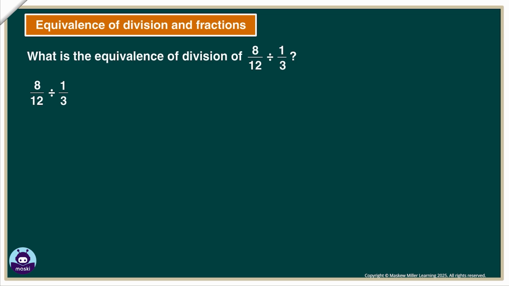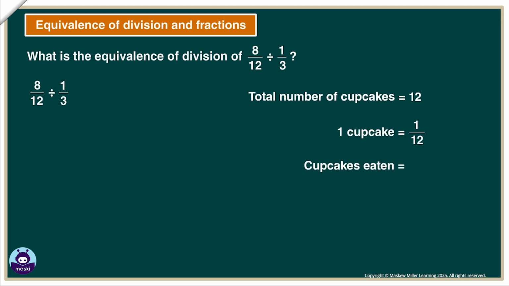Write the cupcakes in fraction form. Total number of cupcakes equals 12. 1 cupcake equals 1/12. Cupcakes eaten equals 4/12. Then subtract cupcakes eaten from total cupcakes. Remaining cupcakes equal 12/12 minus 4/12 equals 8/12.